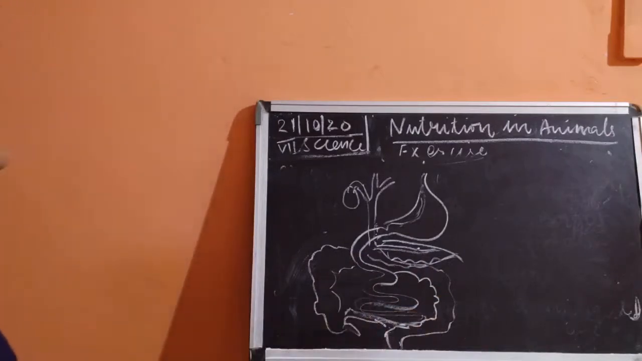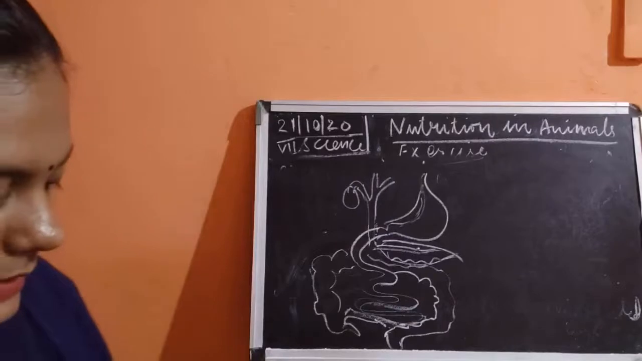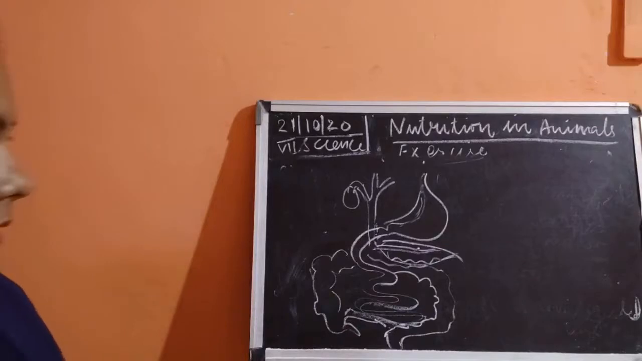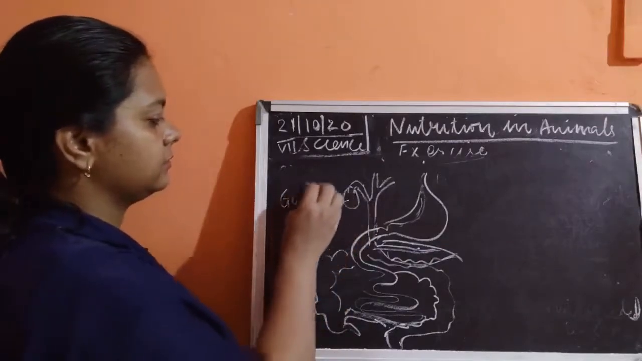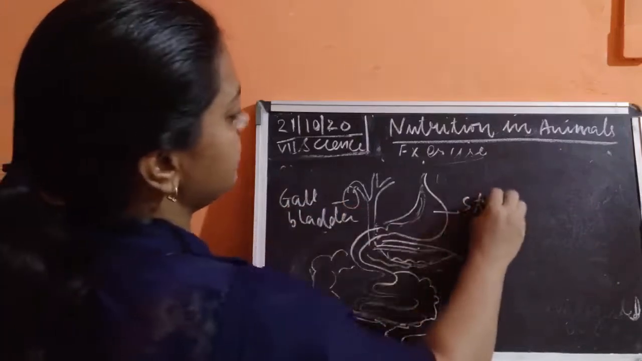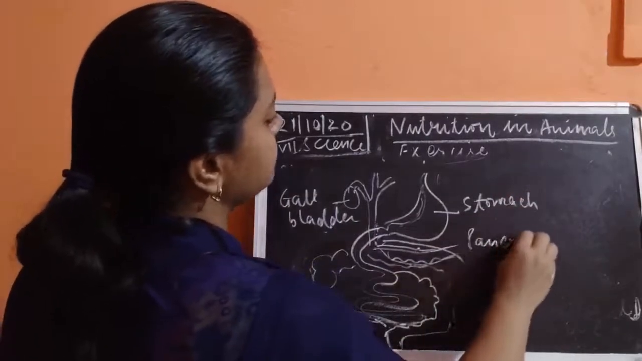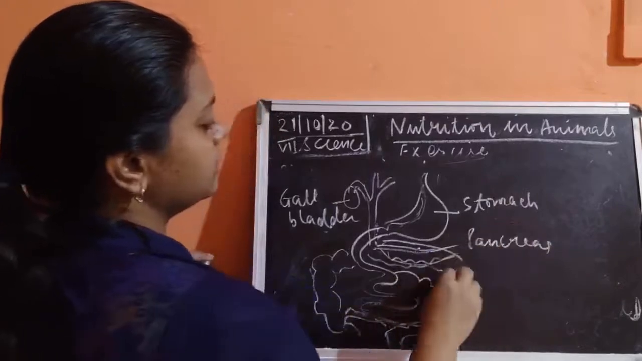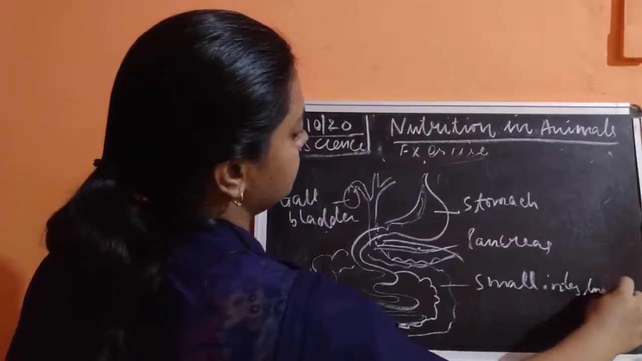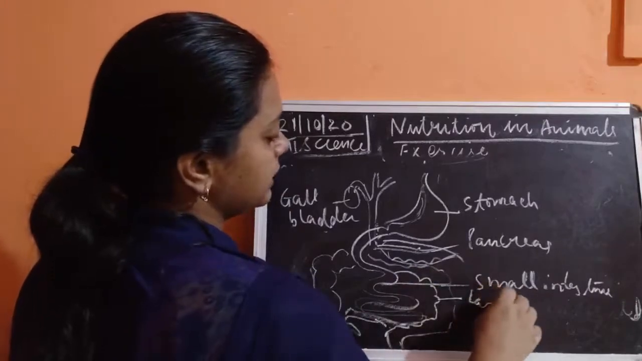Okay, so this is what is drawn. I think it will be clearer from your book. You can easily see it. Okay, so you can easily see and draw. Now I'll just label this. So what is the labeling? Label the digestive system. So this is gallbladder. This is stomach. This is pancreas. This is small intestine. This is large intestine.